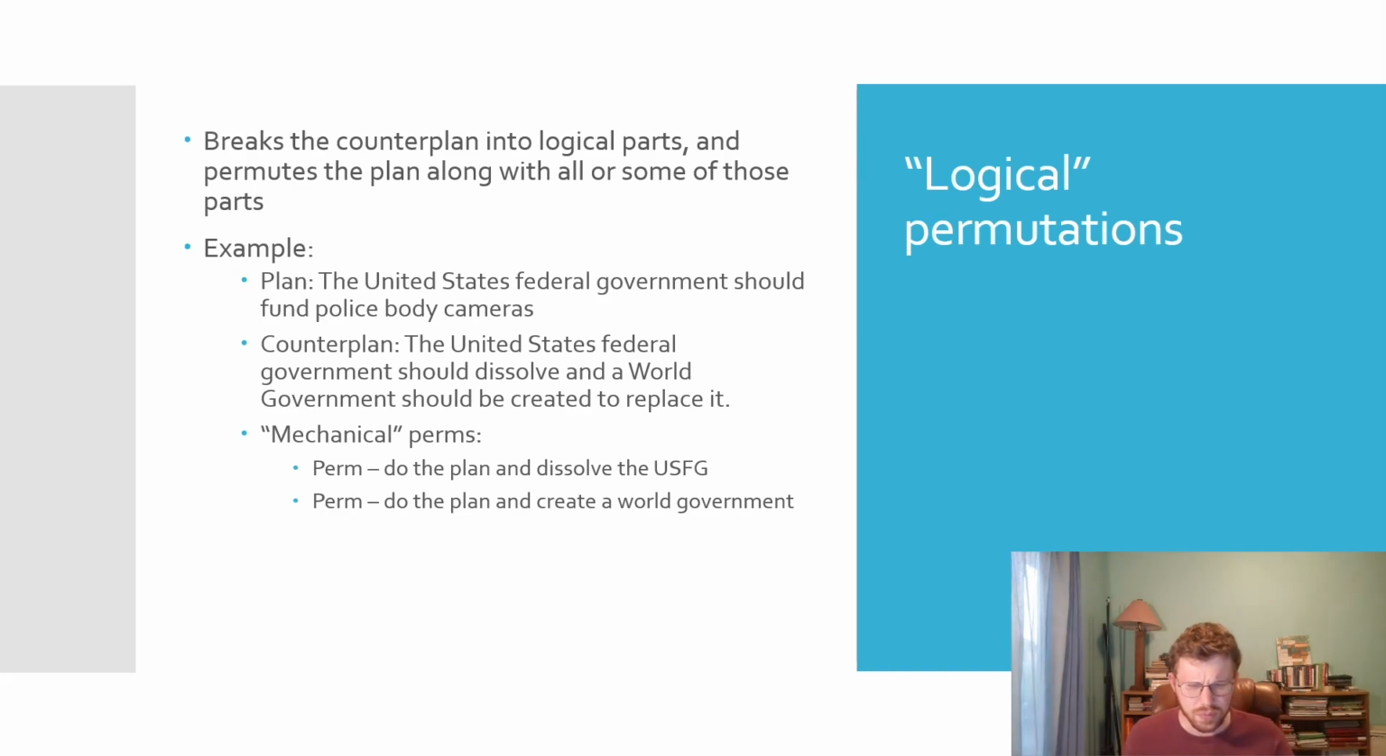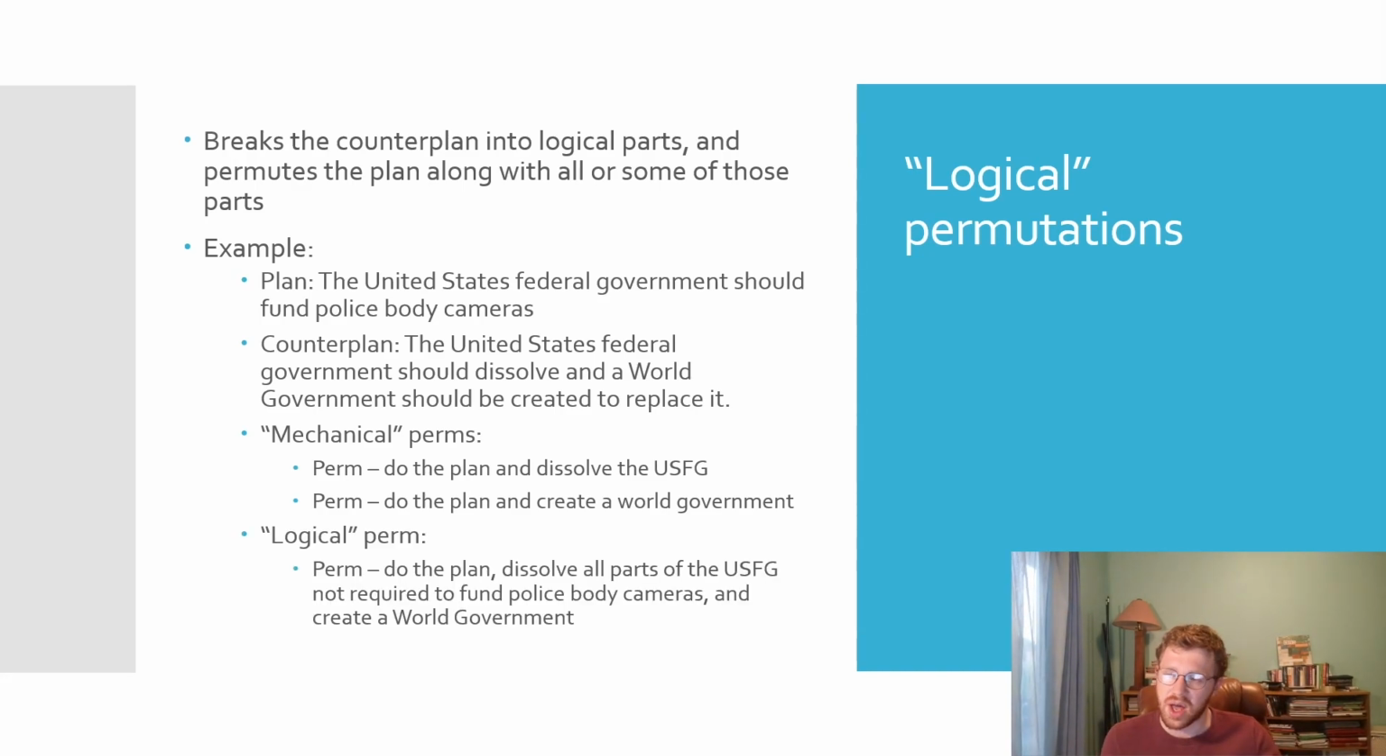So the logical perm helps us out of this double bind because it helps us think about the component parts of the counterplan. While the neg wants you to think of dissolving the USFG as one action, we can dig deeper and interrogate what that actually means and look into how, in fact, it's many, many different actions. It's dissolve this agency and that agency, cancel this program, cancel this project, that project. One of those projects is funding police body cameras. So the logical permutation lets us take the dissolve the USFG part into many different pieces and permute all those parts that are not mutually exclusive with funding police body cameras.